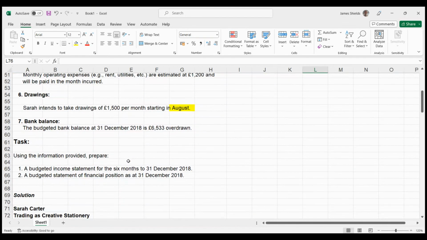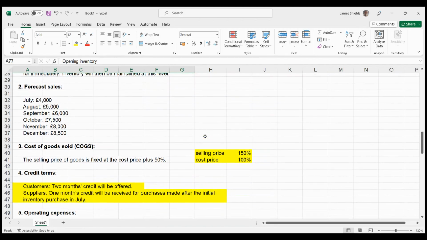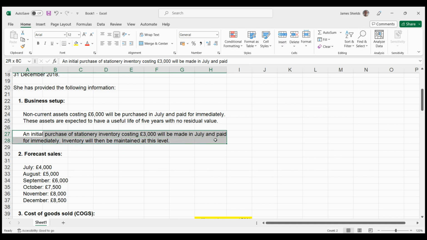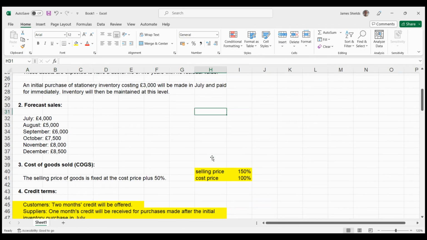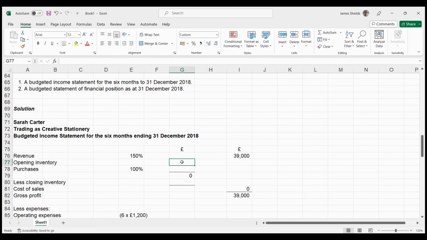Now, I've got here opening inventory next. So I'm going to be looking for something to do with opening inventory. So you go to point number 1. An initial purchase of stationery inventory costing £3,000 will be made in July and paid for immediately. Inventory will then be maintained at this level. So our opening inventory is going to be £3,000. It says it's going to be maintained at that level, so that means your closing inventory is going to be £3,000 as well.